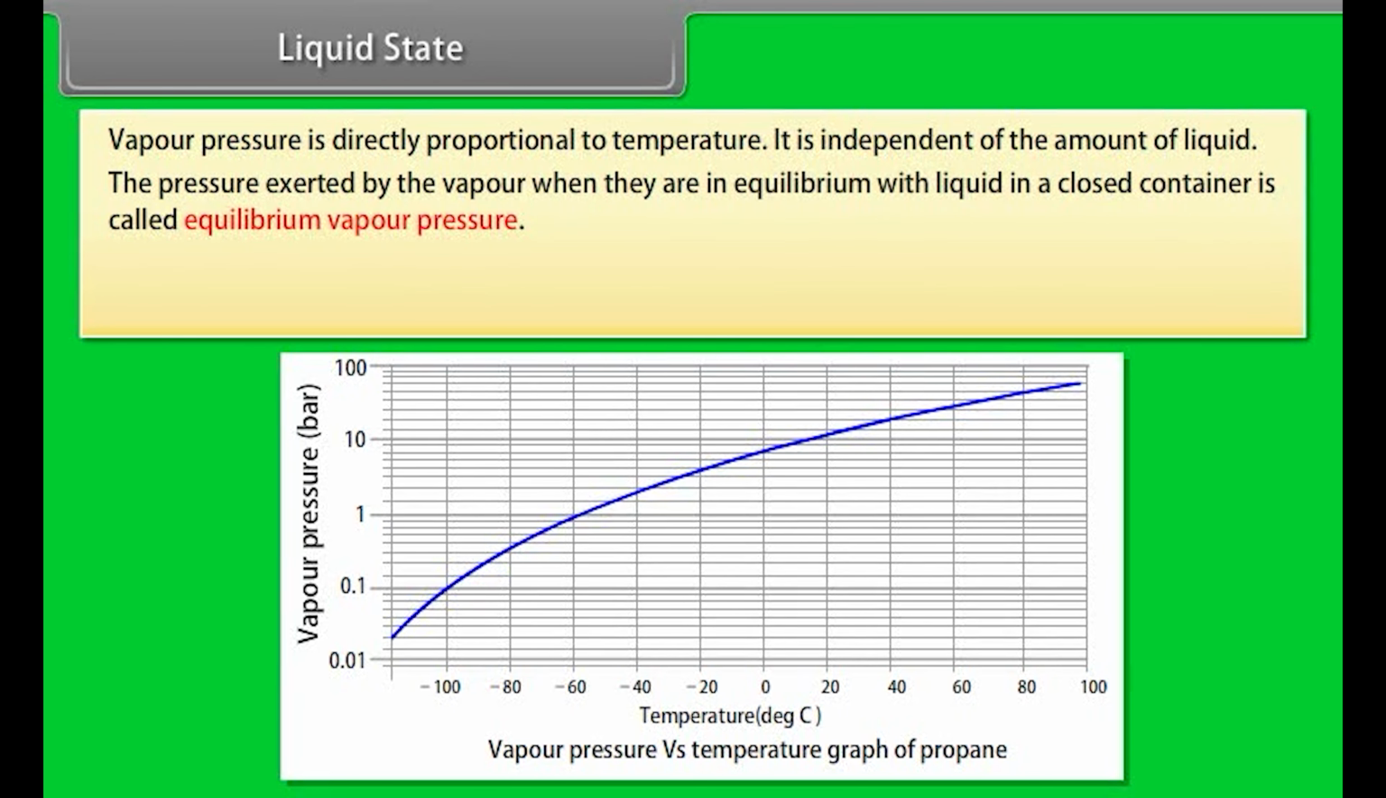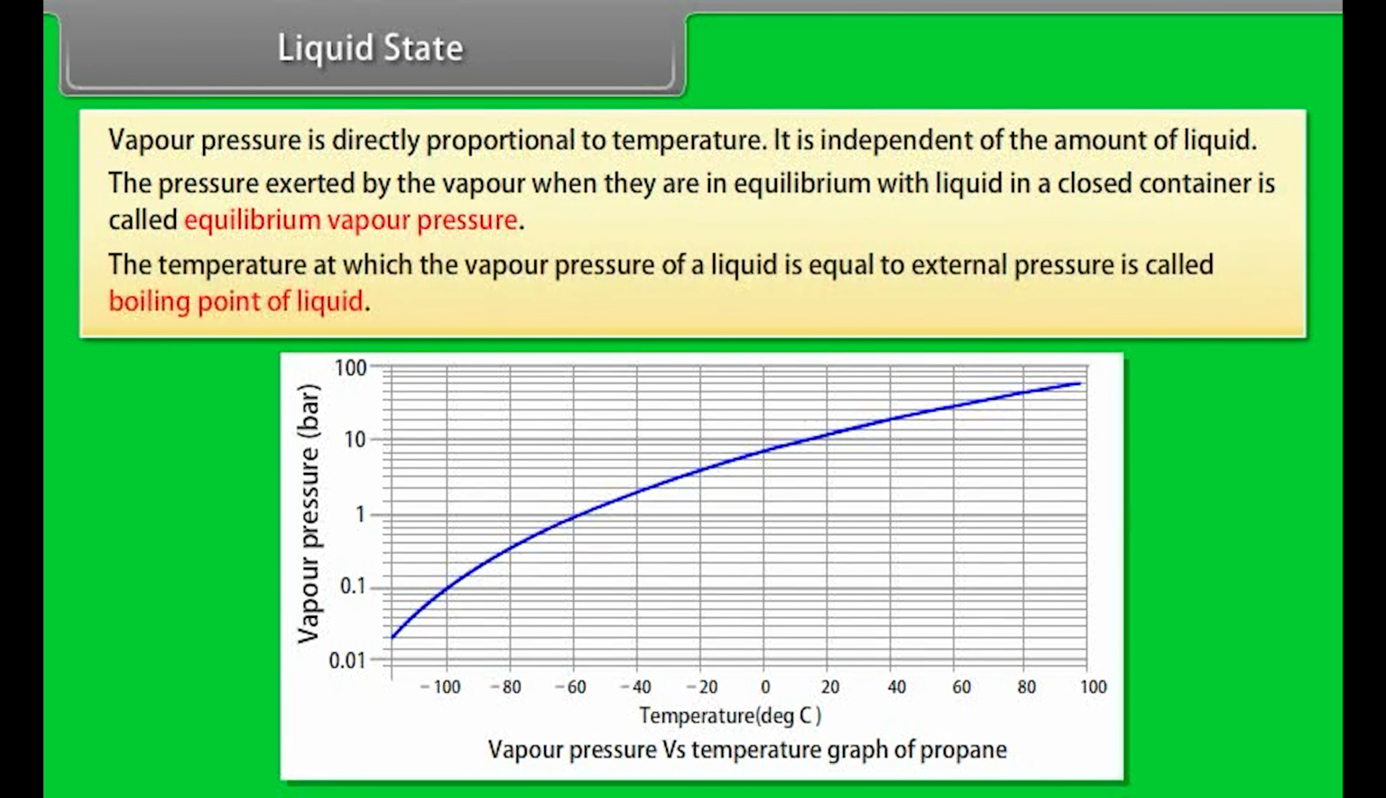The pressure exerted by the vapor when they are in equilibrium with liquid in a closed container is called equilibrium vapor pressure. The temperature at which the vapor pressure of a liquid is equal to external pressure is called the boiling point of the liquid.